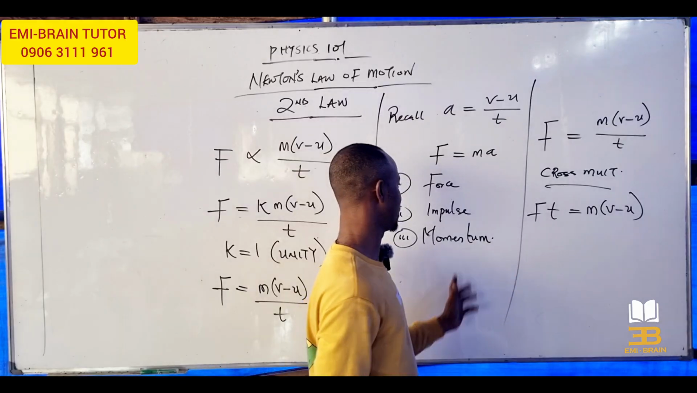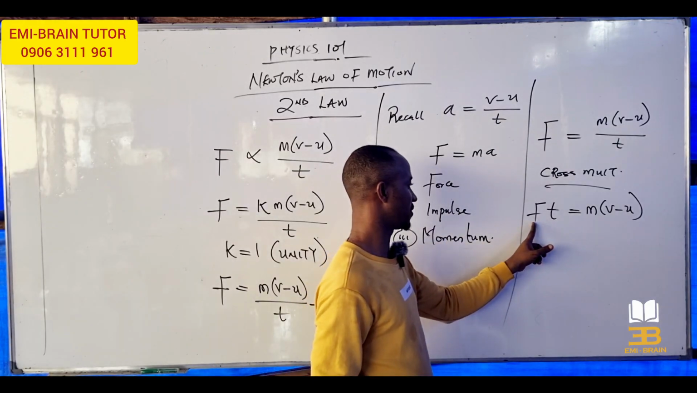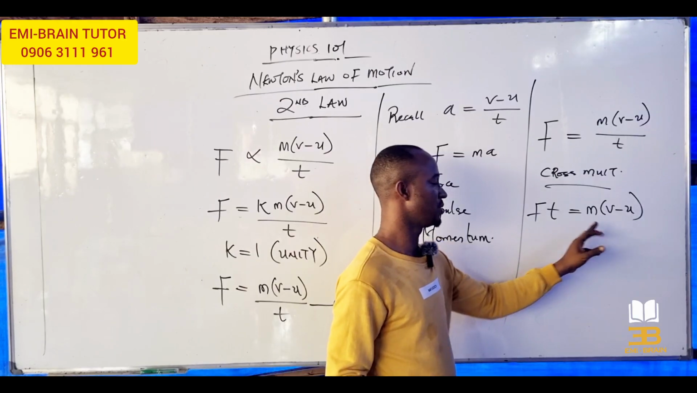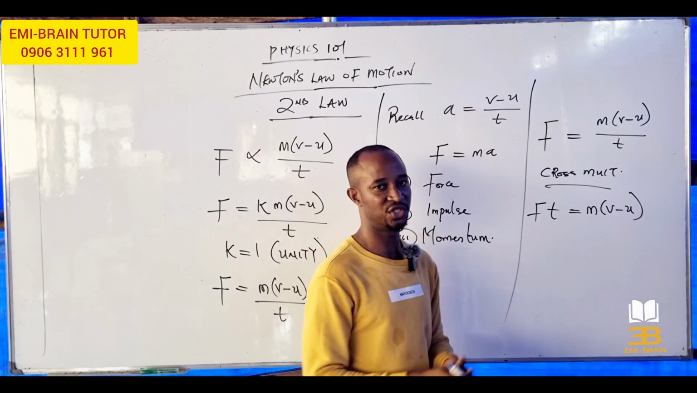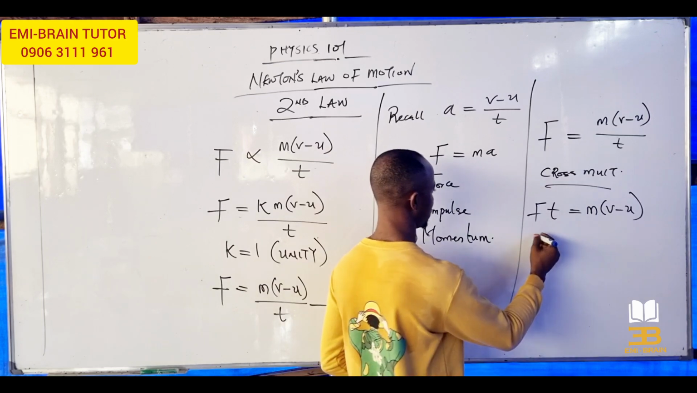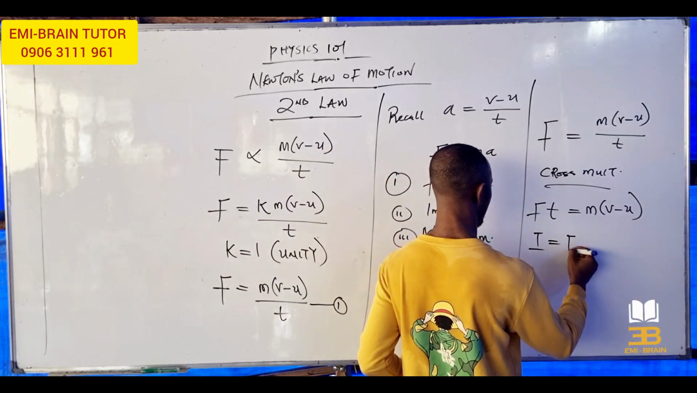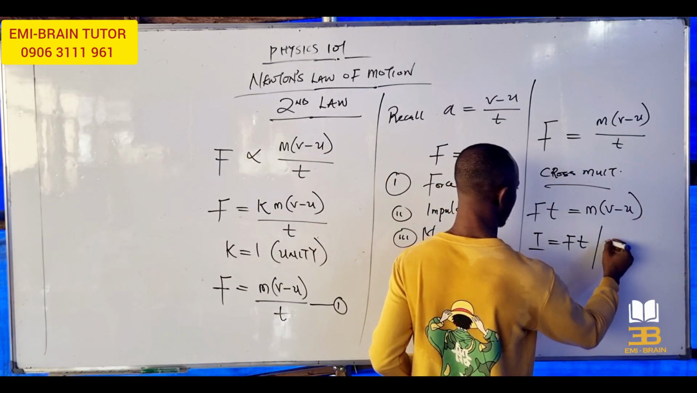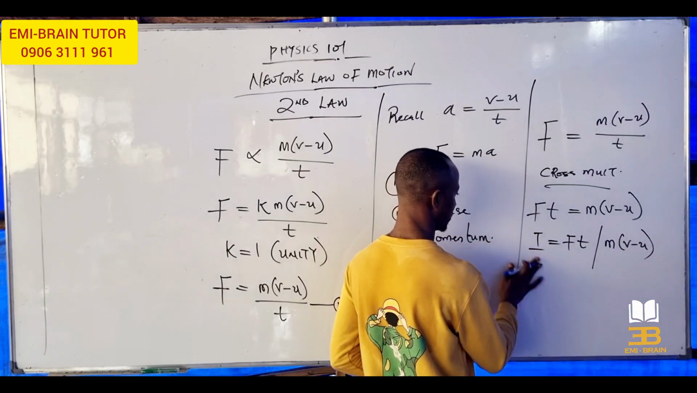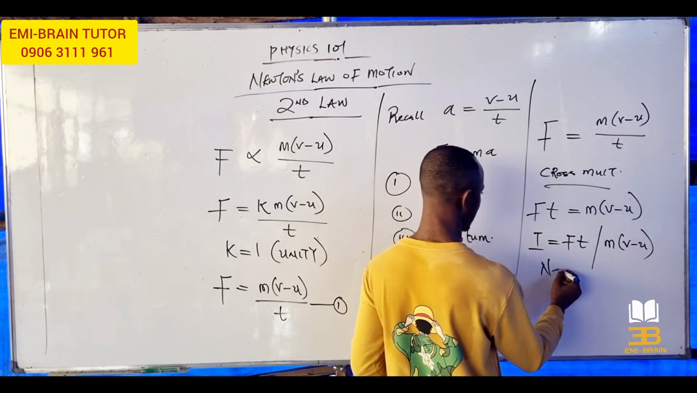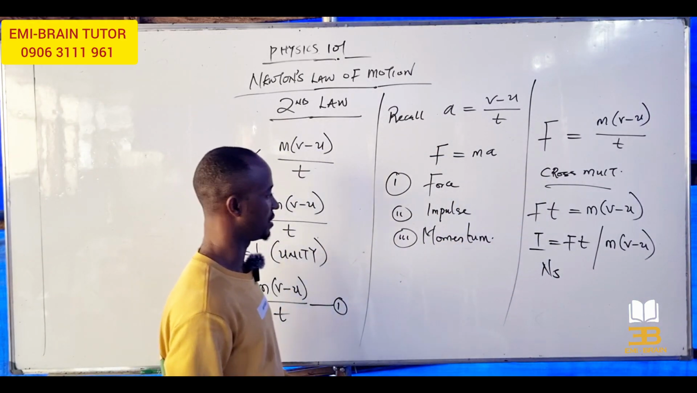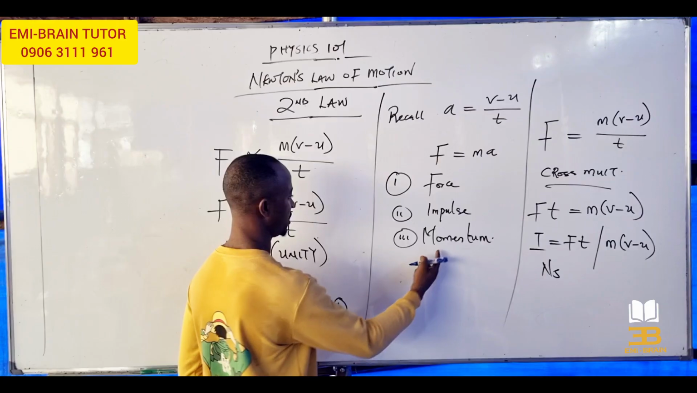But don't forget that we say impulse is the product of force times time. So impulse is also defined as change in momentum of the body. When there's a change in momentum of the body, it's also defined as impulse. So impulse is the product of force times time, or change in momentum of the body. Impulse is measured in Newton seconds. It's measured in Newton what? Second.